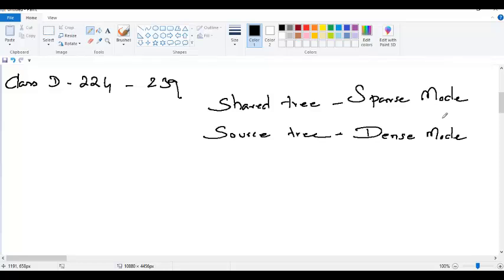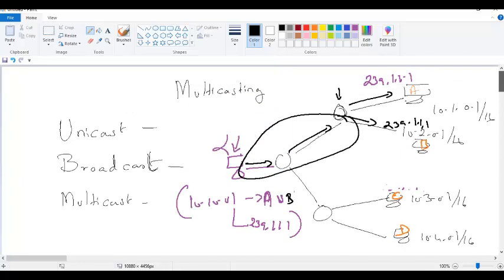What it is, first of all. Let's say this is the source of multicasting. Let me copy this to another location.